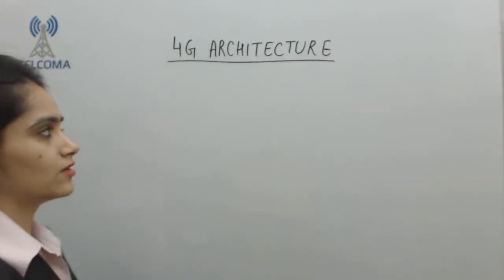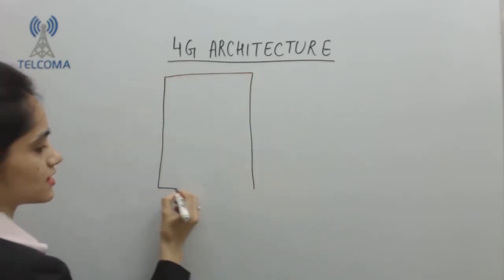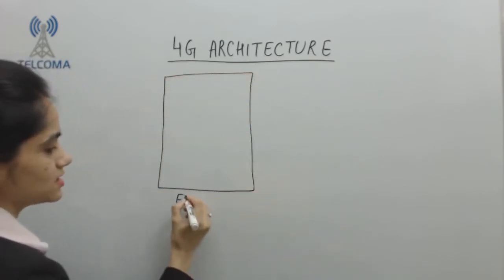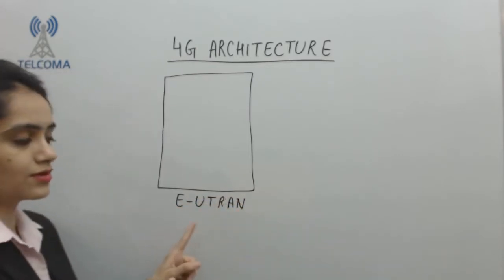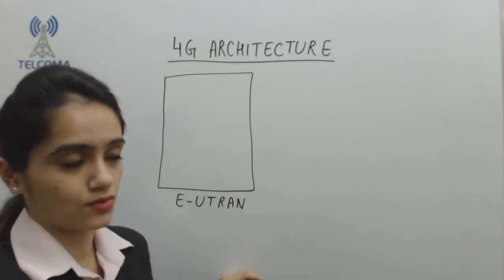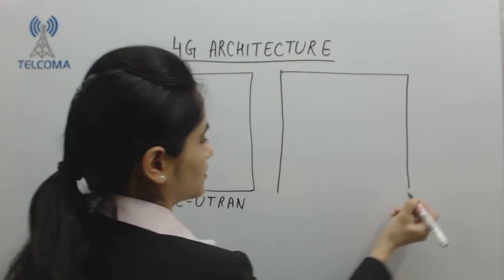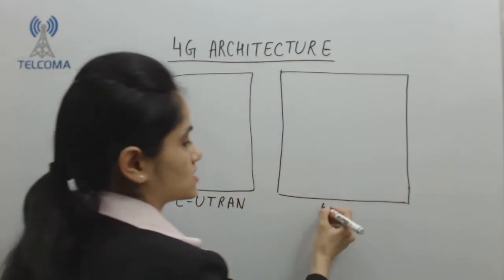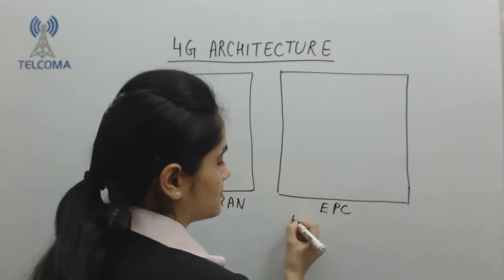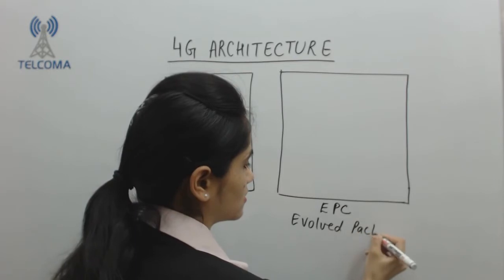Today we are going to discuss 4G architecture. Now 4G architecture consists of parts like the very first, which is a RAN part. So we name it as E-UTRAN, which is Evolved Universal Terrestrial Radio Access Network. And then the E-UTRAN part is required to connect to the core network. So the core network of the 4G is EPC, and EPC is the Evolved Packet Core.